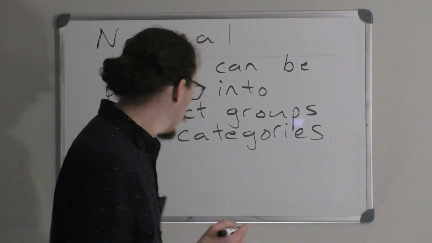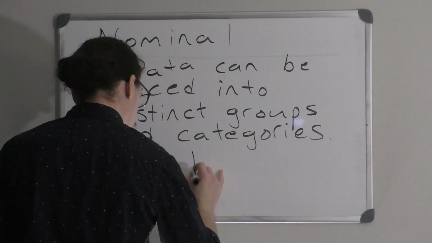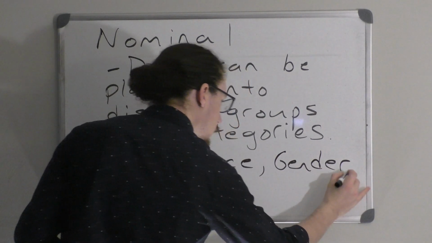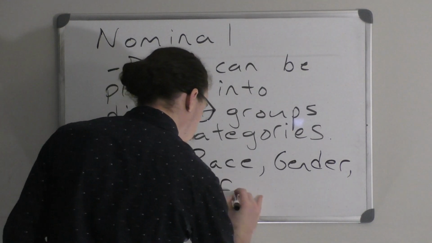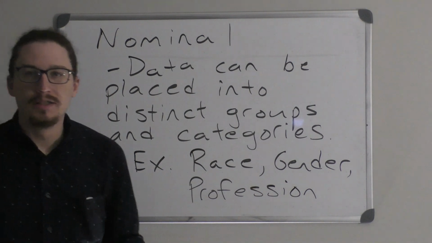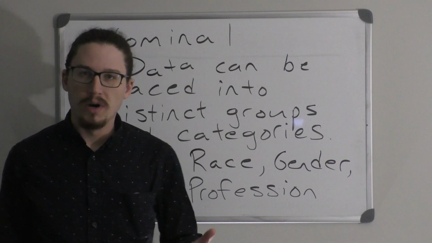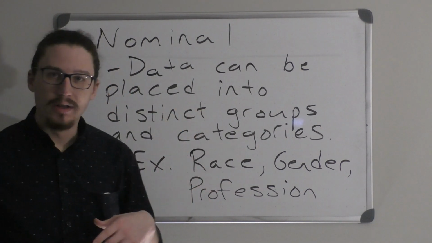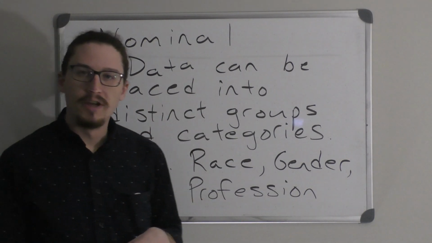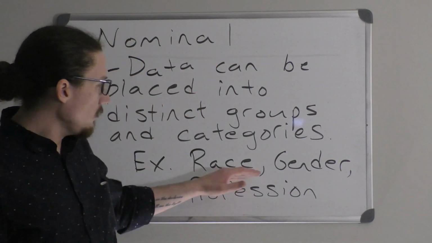Some examples of nominal scale data. All right, just a couple. This is by no means an exhaustive list, but something like race, a person's race or ethnicity, would be nominal level data. Gender, a person's gender, would be nominal scale data. Profession, again, that would be nominal scale data.